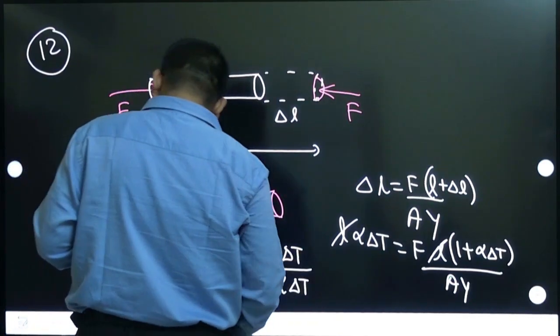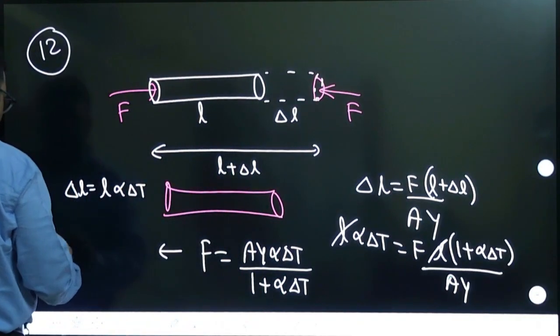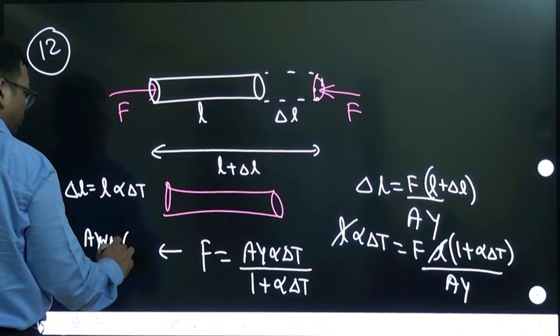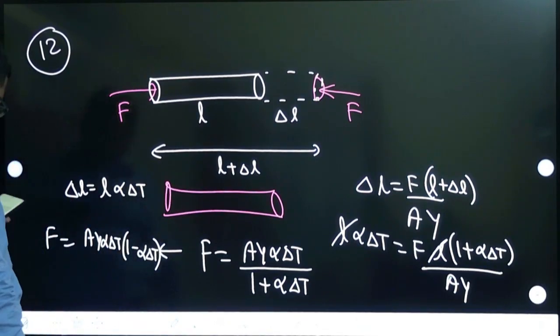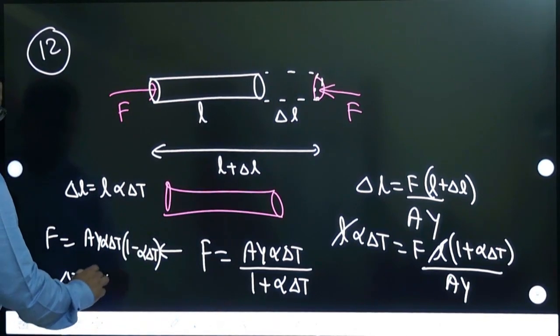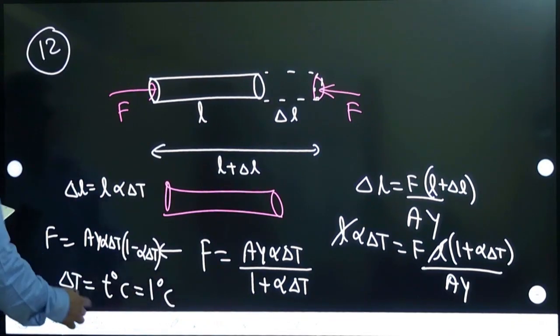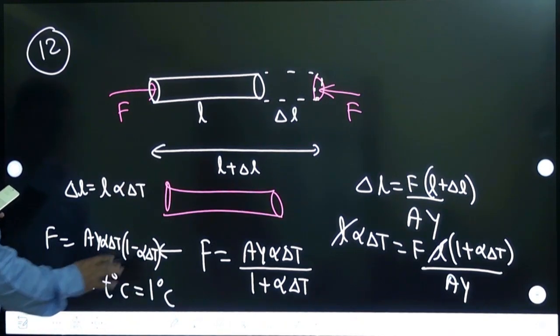you can bring it in the numerator by binomial expansion. So F becomes AY alpha delta T times 1 minus alpha delta T. Note here that they have given in the question this delta T is T degrees Celsius, or which is also 1 degree Celsius. So you can substitute delta T as either small t or 1, right?